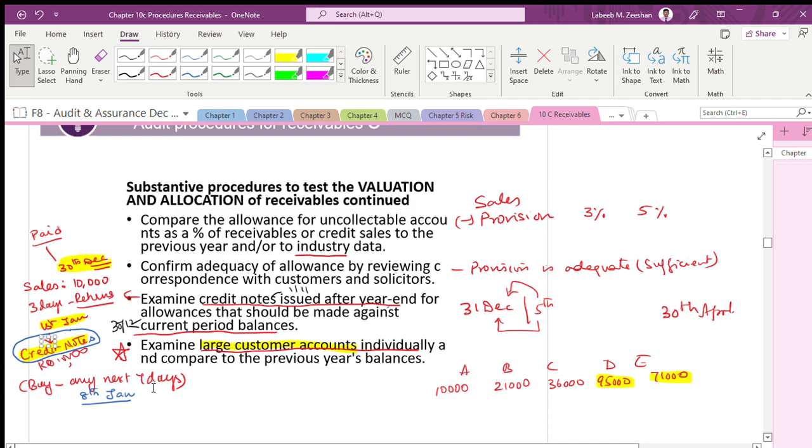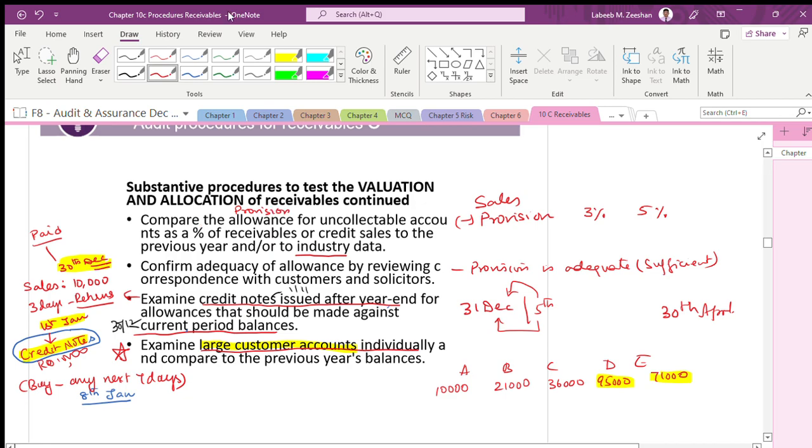Can you repeat the first point? Compare the allowances for uncollectible accounts as a percentage of receivables. See, allowances is nothing but provision. As simple as that. Allowances is nothing but a provision.